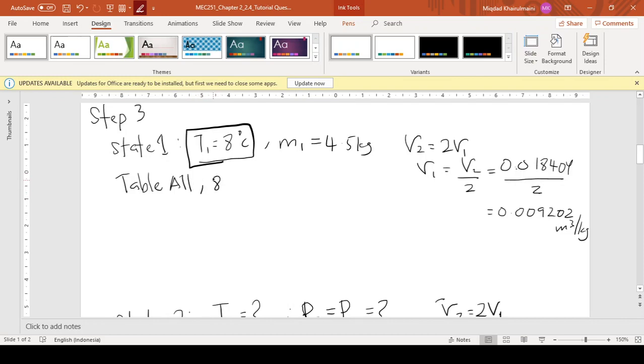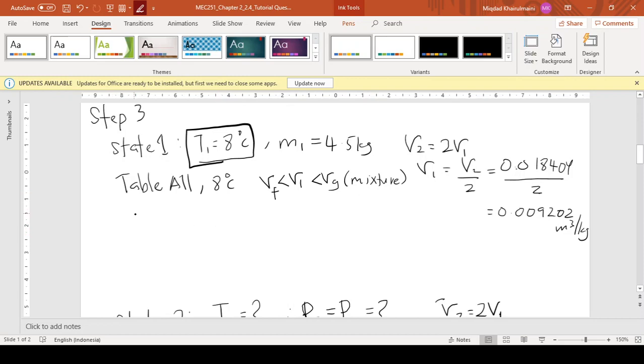At 8 degrees Celsius, since the question asks us to find the quality, it should be a mixture. Meaning that the specific volume at state 1, when we compare to Vg, should be less than Vg and greater than Vf. It should be a mixture, because the question asks us to find the quality. So when we compare, the specific volume at 1 is less than Vg and greater than Vf, so it's in between, so it's a mixture.